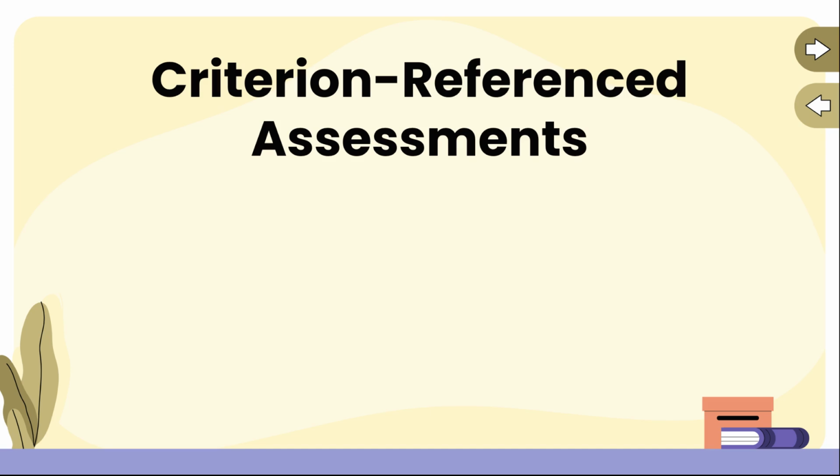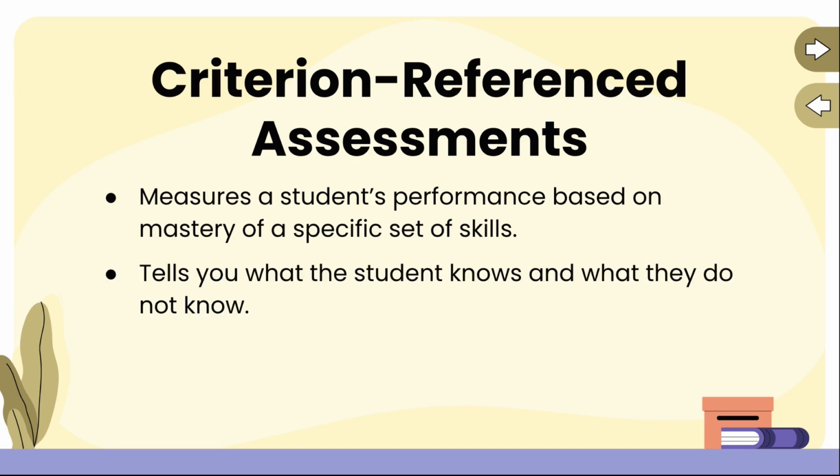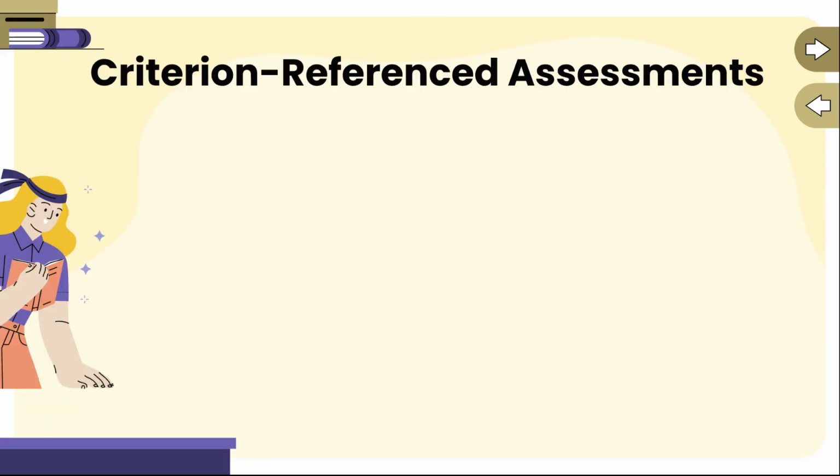We're going to start with criterion referenced assessments. These assessments measure a student's performance, knowledge, or skills based on a predetermined standard, learning goal, or other criterion. In other words, they'll tell you what your student knows and what they don't. Many of these tests have a cut score that categorizes results into basic, proficient, and advanced. And lastly, these criterion referenced assessments do not compare to another student. They are just looking at individual performance and mastery of a skill or standard.